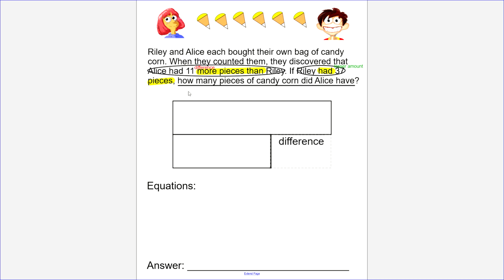Finally, look at the question. How many pieces of candy corn did Alice have? I see that this is asking me to find how many pieces Alice has, the amount that Alice has. We've already determined that Alice is the greater amount because she has more than Riley. Remember, the comparison told us that. So I know the question is asking me to find the greater amount. Since the question is asking me to find the greater amount, I also know that the greater amount is my unknown.